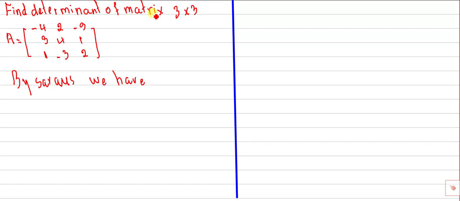We can find it by series, by row, by column, by cofactor expansion, and by reduced row. So first I will start to explain how to find it by series.